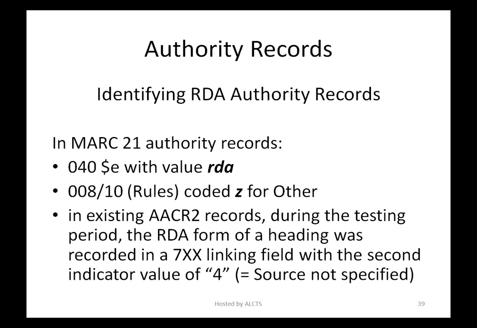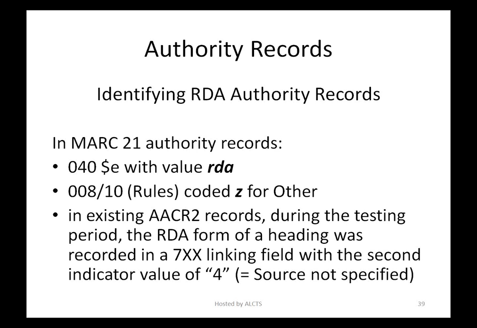And what I want to talk about in the last remaining 15 minutes that I have to talk are authority records. How to identify RDA authority records. In MARC 21 authority records, you will see, if it's an RDA record, the 040 subfield E with value RDA. And you will also see that the 008/10, which is the rules byte, will be coded Z for other.